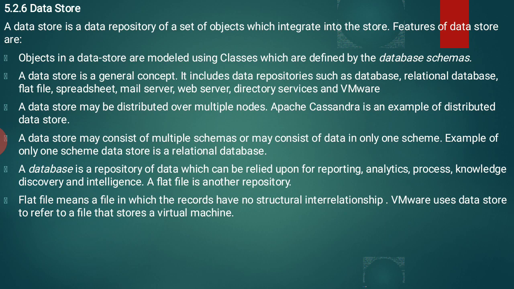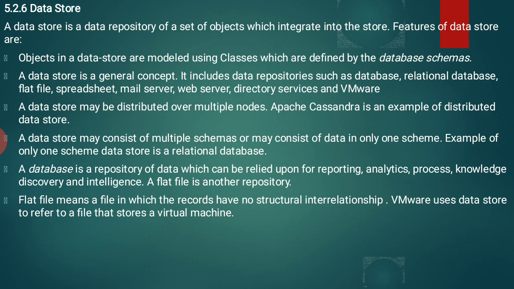A flat file is another repository. So if you are using a flat file, then the flat file is treated as another repository. Flat file means a file in which the records have no structured interrelationship. So if you are using the flat file, then the records have no structural interrelationship. Whatever data you have stored doesn't consist of any external relationship.